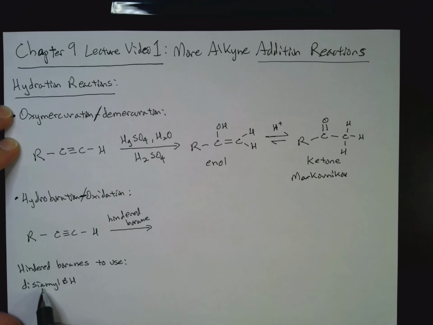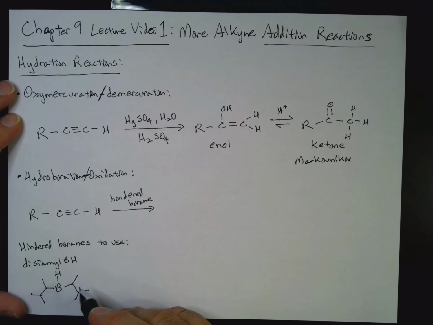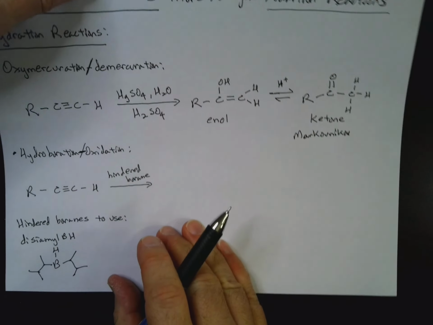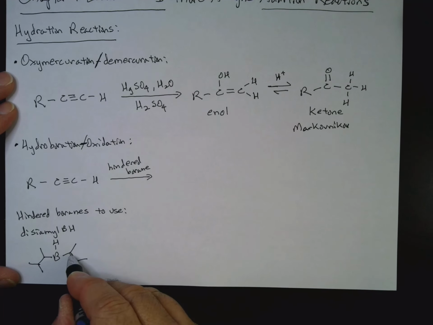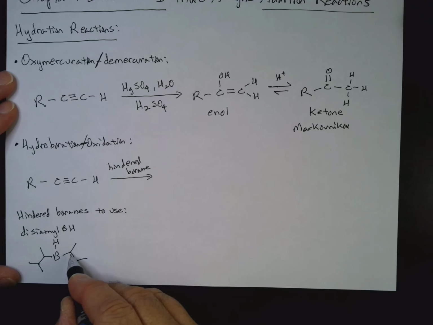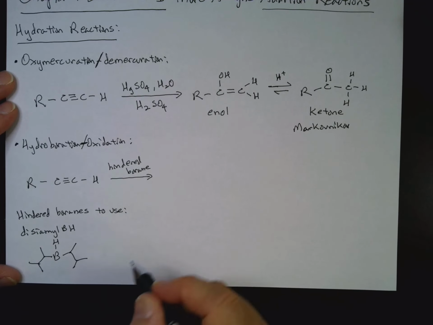one is disiamyl BH. Disiamyl is di-secondary isoamyl. So it's a boron with a hydrogen, and each of these groups here is an isoamyl group, and they're attached to the boron at that secondary carbon. So these are secondary isoamyl groups.